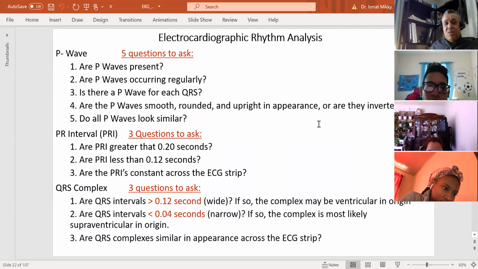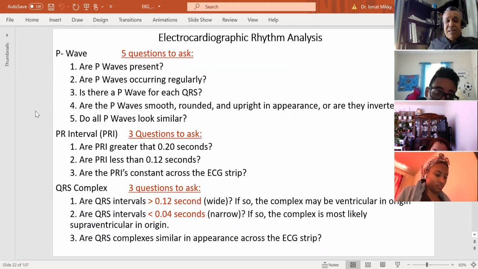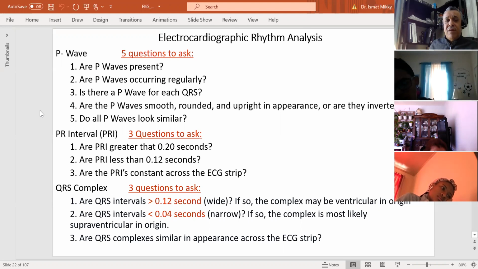And you will ask yourself a few questions as you systematically analyze the EKG strip. Are P waves present? The absence of a P wave means we may find some life-threatening dysrhythmias. With no P wave, the QRS came right from the ventricles without atrial contraction. So we had a ventricular contraction without atrial contraction.